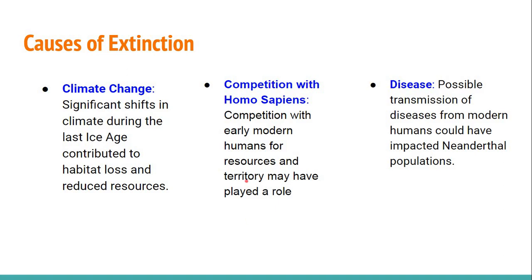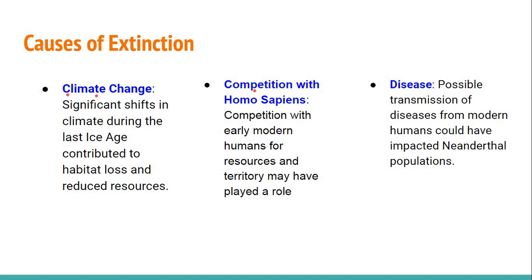Now let's see what were the causes of extinction of Neanderthals. There are 3 probable causes of extinction of Neanderthals. The first was the climatic change. Significant shift in the climate during the last ice age contributed to habitat loss and reduced resources. Now there was so much ice that they were not getting sufficient food to eat. They were not getting a proper place to live, and because of which they got extinct.